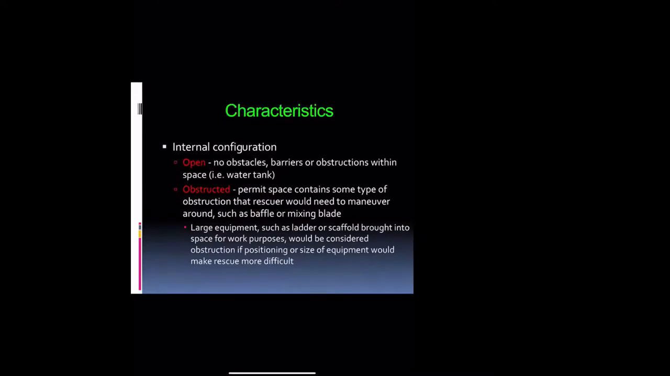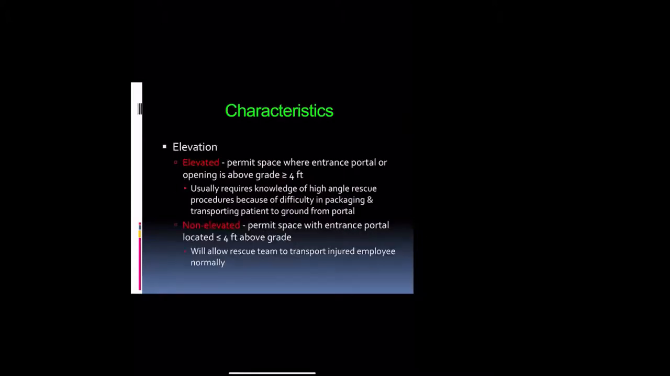So let's go into the characteristics of a confined space. You have to be able to identify whether it is an open space or an obstructed space. An open space has no obstacles, barriers, or obstructions within it. That means if a rescuer was going to bring a stretcher to you, they don't have to go over or around anything. It's open or it's obstructed. Obstructed basically means they have to maneuver and figure out a way to get to you. You should be able to identify that at the very least.